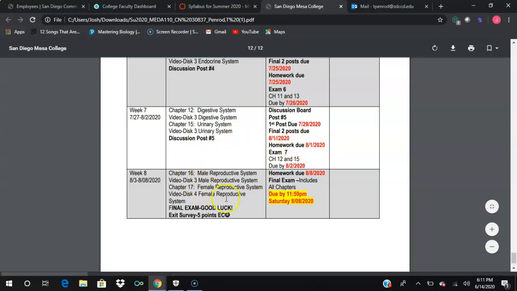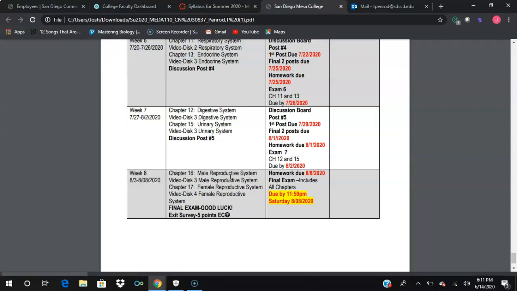Here at the very end, we have these 2 chapters, male and female reproductive systems. There is homework there, but there will be no official test. This information, however, will be included in the final, but there's no actual specific test for that.